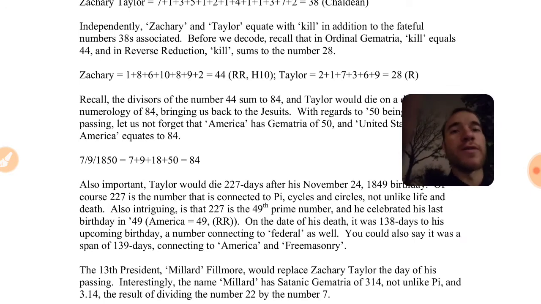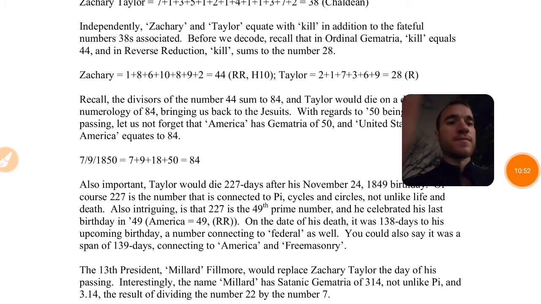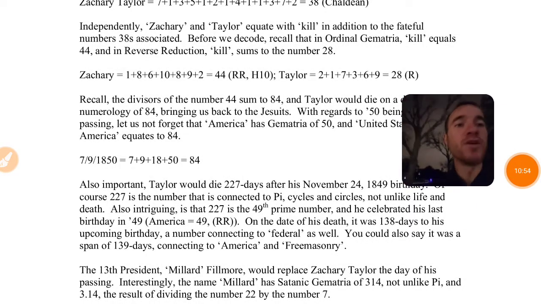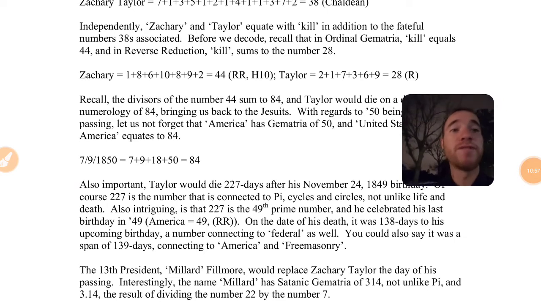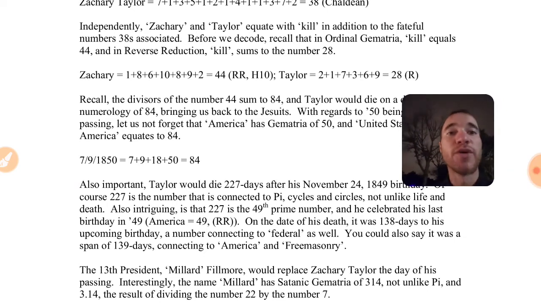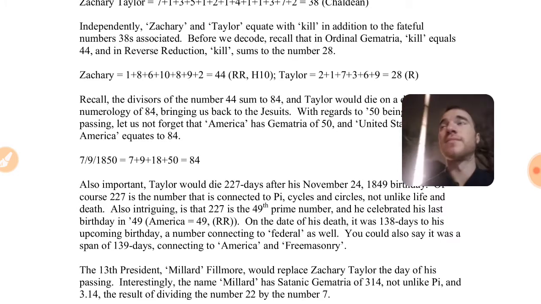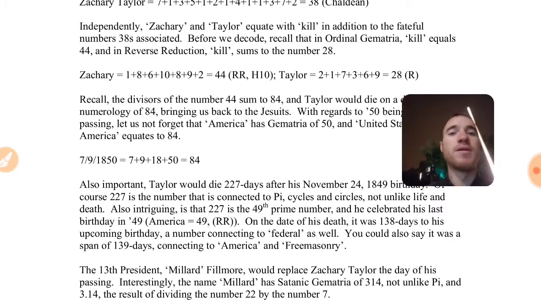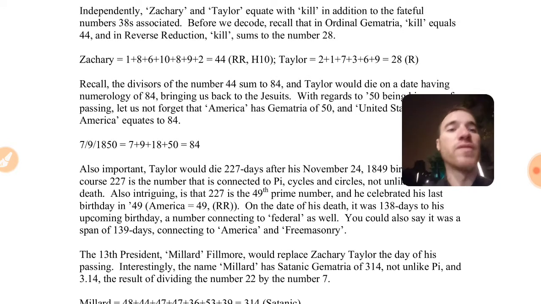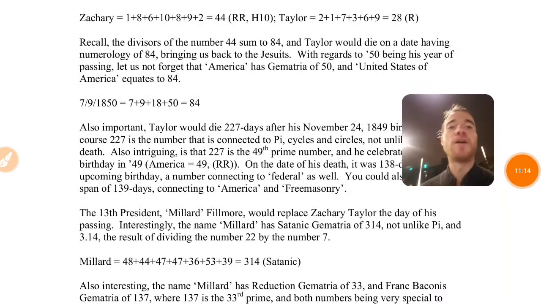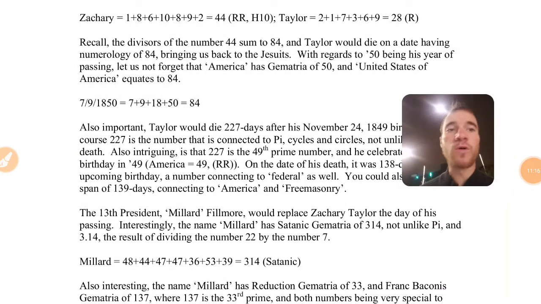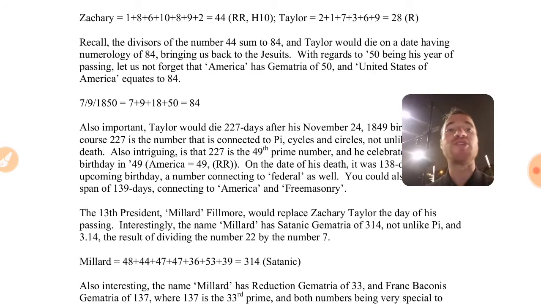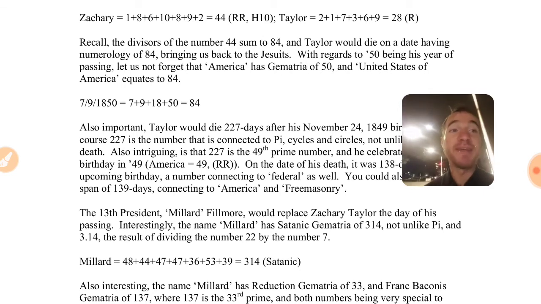Before we decode, recall that in ordinal gematria, kill equates to 44, and in reverse reduction, kill sums to 28. Zachary's 44 in a single reverse reduction, Taylor's 28 in reduction. Recall the divisors of the number 44 sum to 84, and Taylor would die on a date having numerology of 84, bringing us back to the Jesuits, with regards to 50 being his year of passing.